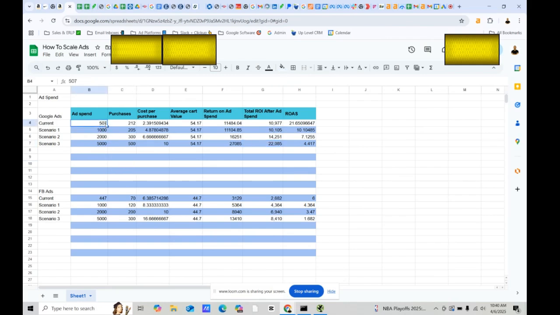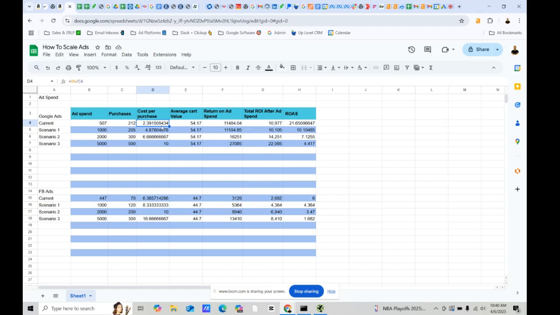We have spent $507 on ads. We have accumulated 212 purchases. Each cost per purchase is about $2.39. The average cart value is about $54. So the total return on ad spend is approximately $11,484. Now, if we subtract the ad spend, this is actually inaccurate.